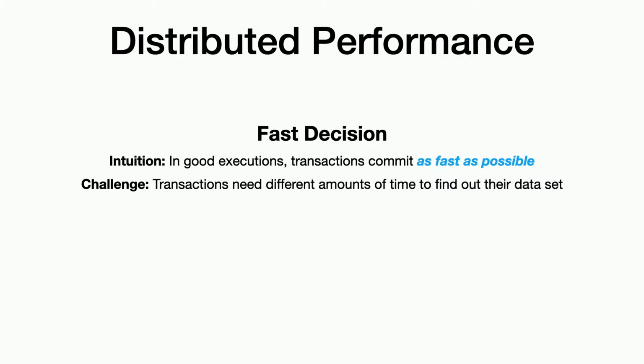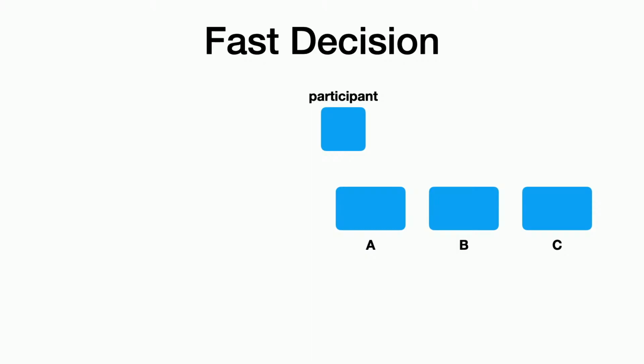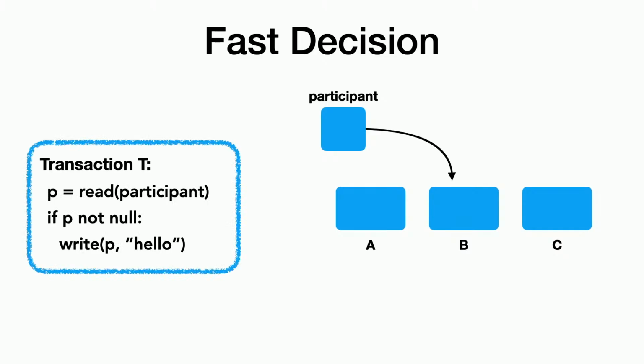The problem here is that transactions will need different amounts of time to actually find out what their data set is. You can't finish the transaction before it has even discovered what its data set is, and depending on the transaction, it might need more or fewer rounds to do that. So here is an example of a transaction that needs more than one round trip to access its data. Very simple example.